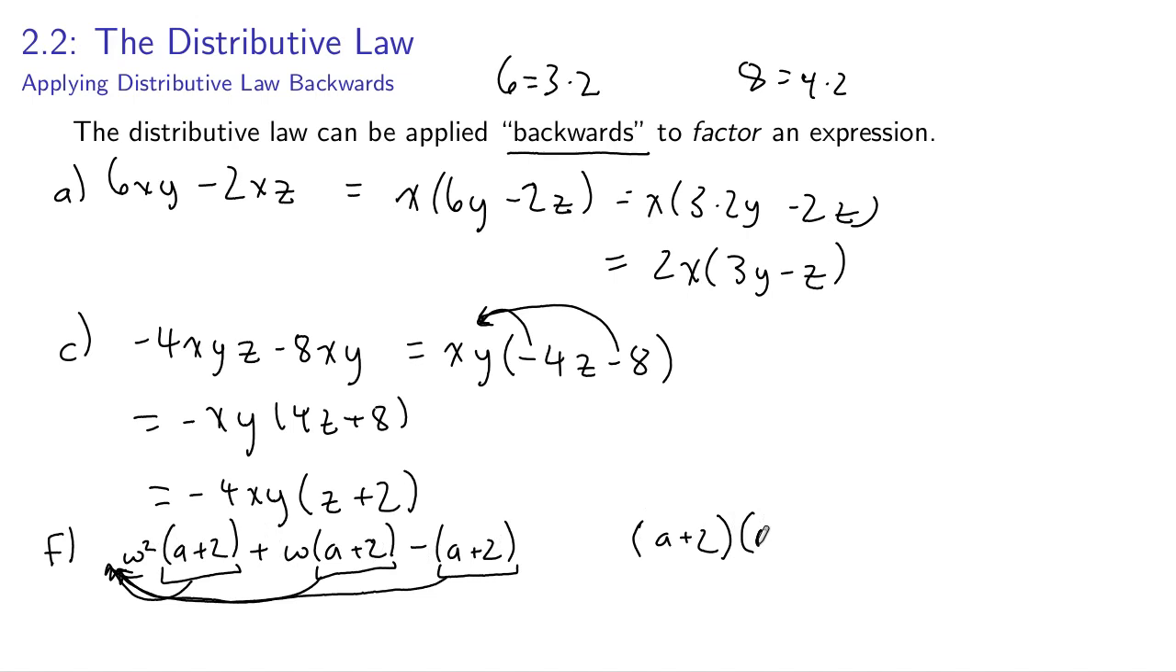W squared plus w. And here again, there's always a 1 left behind when there's nothing left. So we have minus 1 because we need something to multiply back by to come back. You can always check your work with any factoring problem by applying the distributive law forwards and being sure that you get back what you started with.